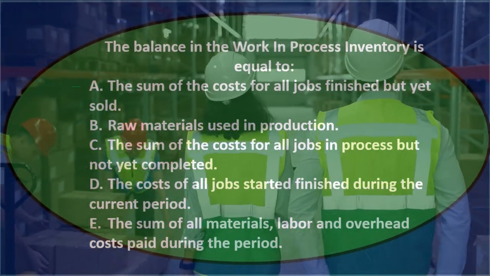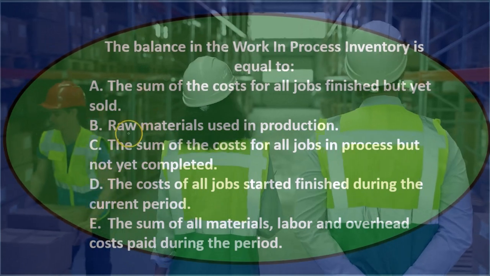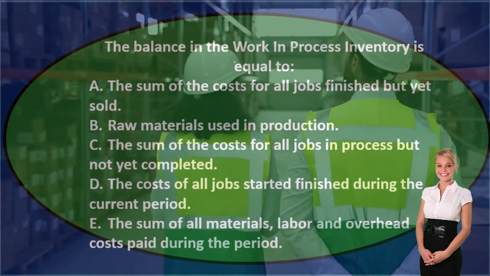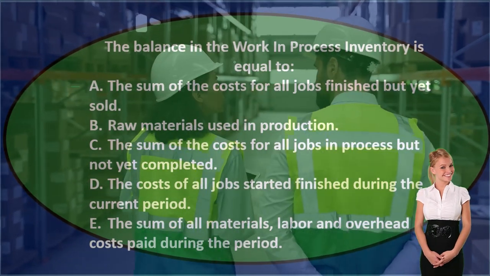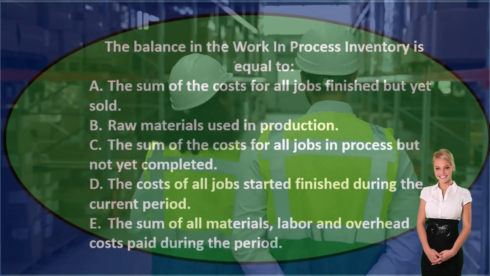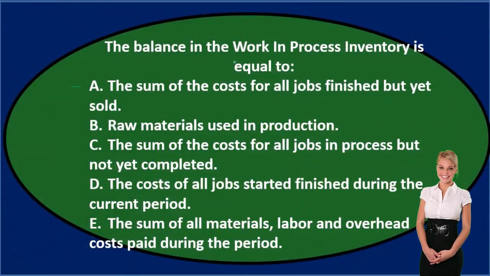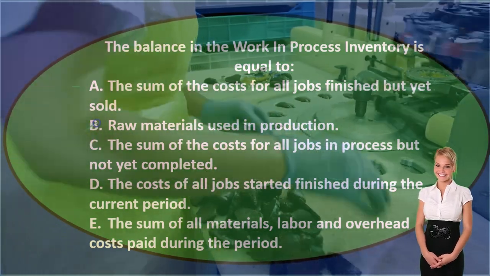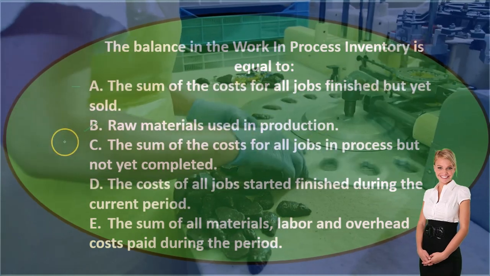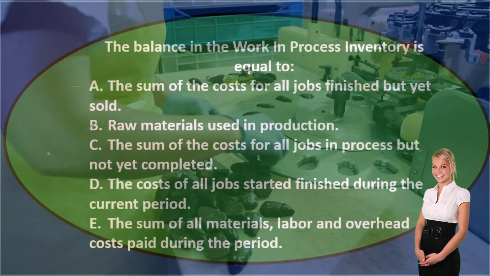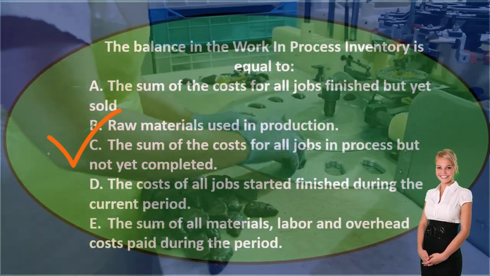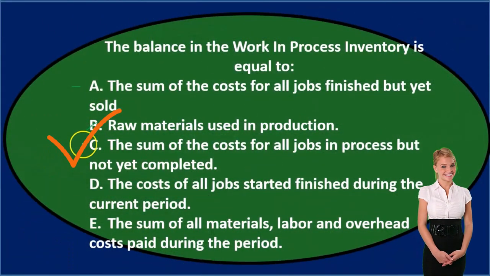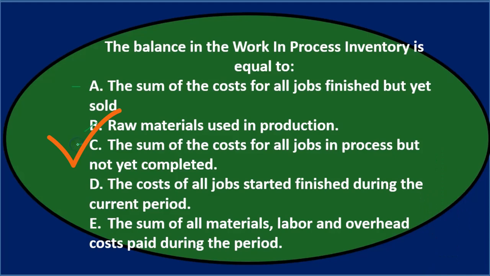But the raw materials aren't going to be the balance of the work in process account, because the work in process account includes everything that's going into the process, including raw materials, but also the factory overhead as we go and the labor. So this would just be one factor. It can't be equal to the total. C says the sum of costs for all jobs in process but not yet completed. So that sounds kind of reasonable. I'll keep that for now.